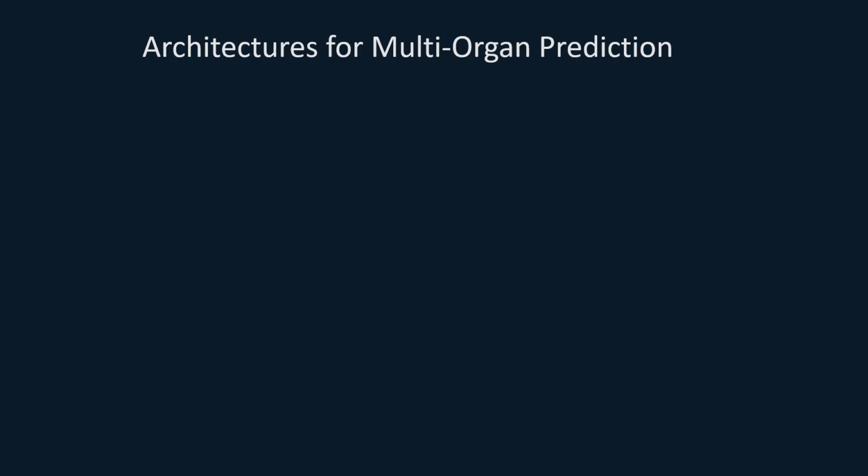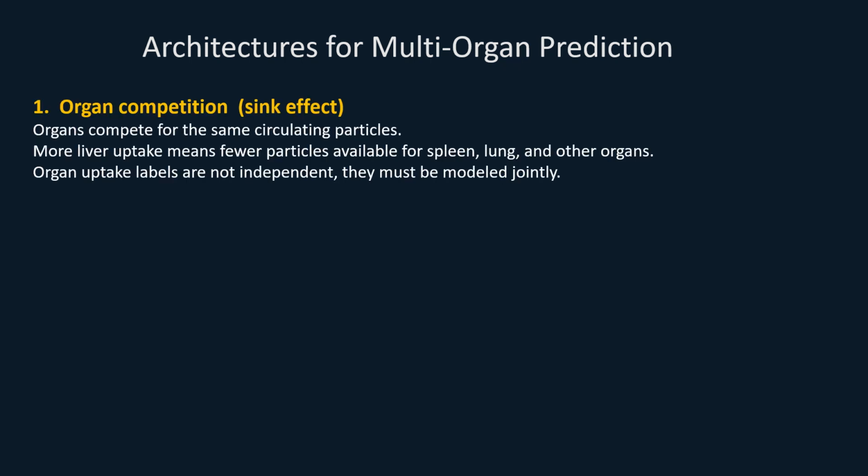And predicting where nanoparticles end up is actually trickier than just predicting one organ at a time, and that shapes how you build the model. First, we have the competition problem. That is, organs are pulling from the same pool of circulating particles. If the liver takes up most of the particles, there are simply fewer left for the spleen or the lungs. So you cannot treat each organ as a separate prediction. They are coupled.